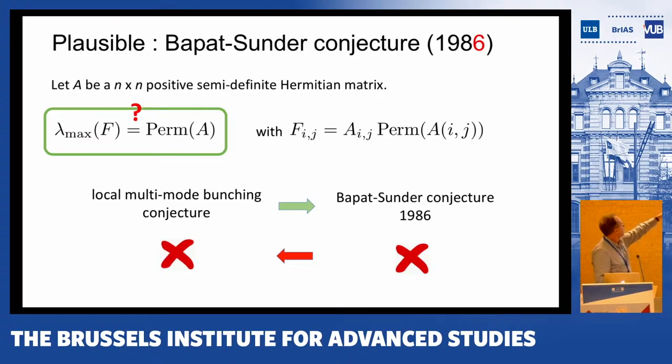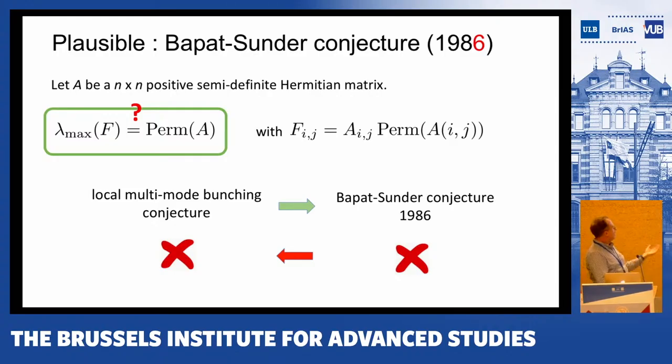There happens to be another conjecture by these same two people. Two years later, they conjecture that the largest eigenvalue of this matrix F is actually equal to the permanent of A, A being an arbitrary positive semi-definite Hermitian matrix. So again, you don't really need to look at all the details, but this means that if this local multimode bunching conjecture was true, it would actually be a proof of this Bapat-Sunder conjecture, the second conjecture.